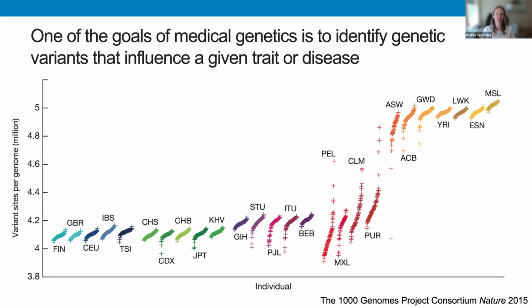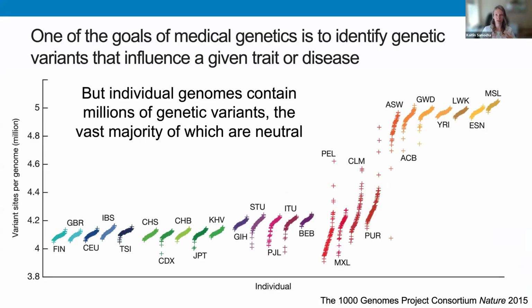So one of the primary goals of medical genetics is to be able to identify genetic variation that influences a given trait or disease. And disease is a lot of the focus. But one of the primary challenges that we're running into is not necessarily the identification of the variants, especially for small variants. We're quite good at finding them now. The issue has become the fact that we have millions of genetic variants in any individual genome, the vast majority of which are neutral. So this is quite an old figure from the 1,000 Genomes Project, but you can see 4 to 5 million genetic variants for populations around the world, with European populations colored in blue over to the left, and African populations colored more in the orange and yellow off to the right.